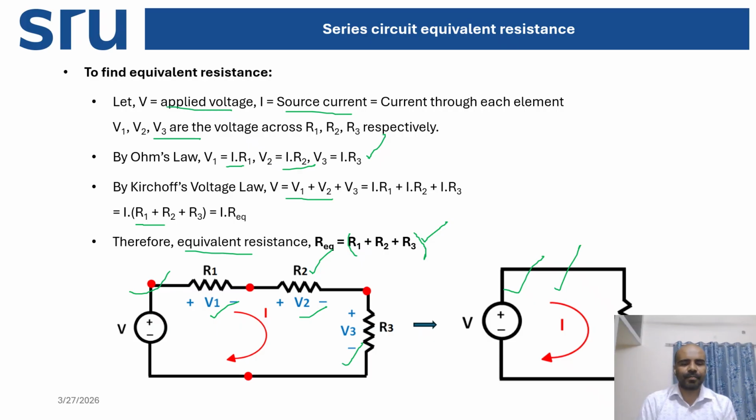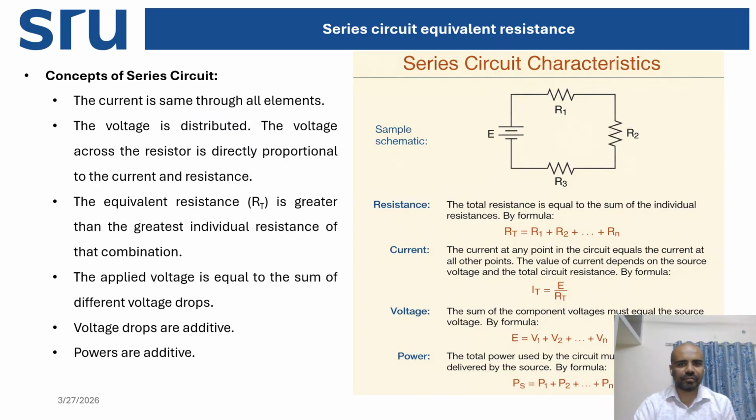So we see that for a series circuit the voltage drop across each resistor is additive in nature. V1 plus V2 plus V3 is the total applied voltage. Similarly, the resistance of the equivalent circuit is also additive in nature. So R equivalent is equal to R1 plus R2 plus R3 because there are three resistors in this circuit. So this is all about the equivalent resistance of the series circuit.